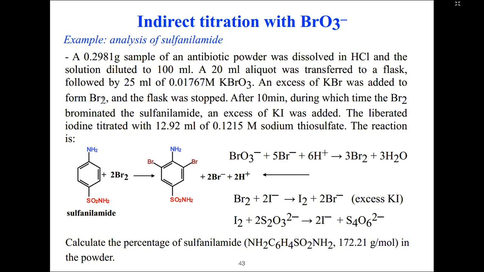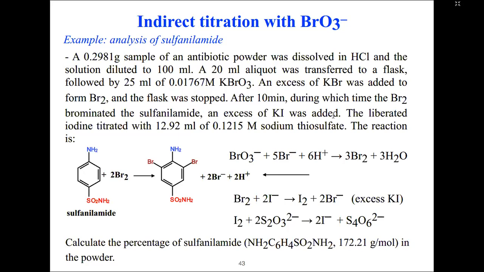Okay, you have excess. So what is the limiting reagent here? The limiting reagent is KBrO3. So the amount of Br2 produced depends on the amount of KBrO3 from the balanced chemical reaction. And the flask was stoppered. So you close the flask so that none of the bromine produced will escape, okay? After 10 minutes, during which time the bromine brominated the sulfonamide, excess KI was added.